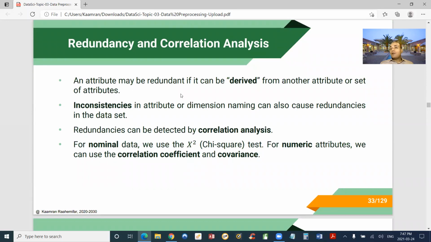An attribute may be redundant if it can be derived from another attribute or set of attributes. Let me give you an example. If I tell you my date of birth, can you tell me how old I am? Yes, you can. By subtracting the date of my birth from today's date, you can tell me not only the number of years, but also the number of months and days of my age.